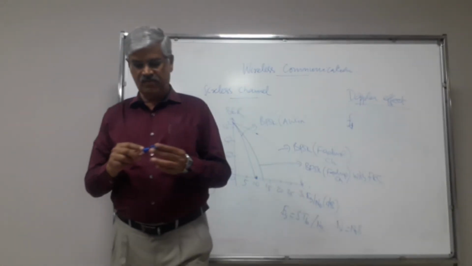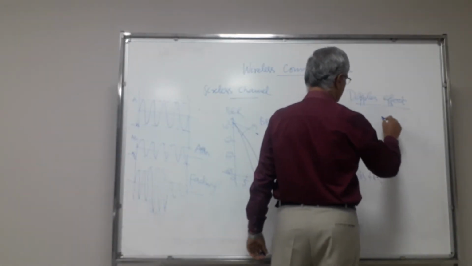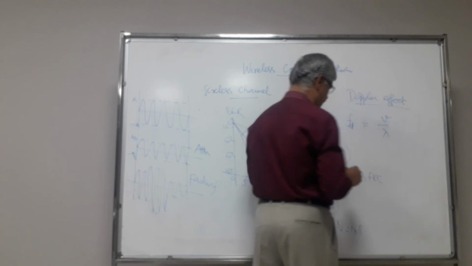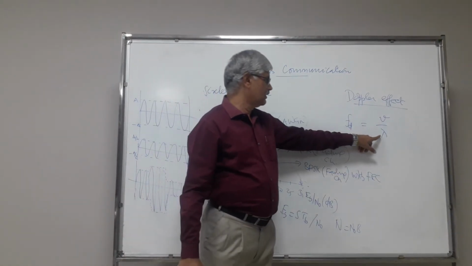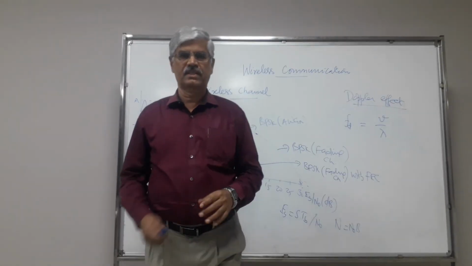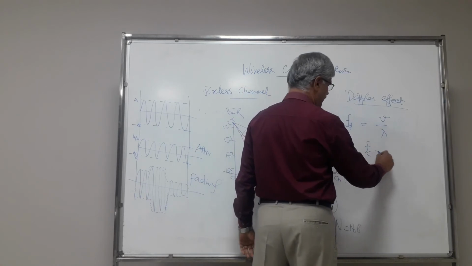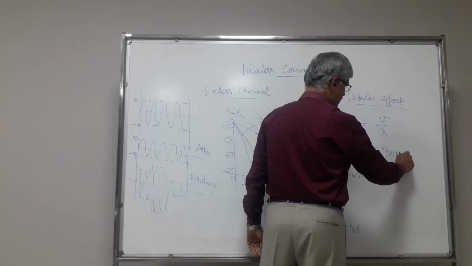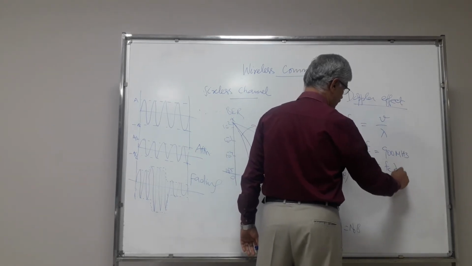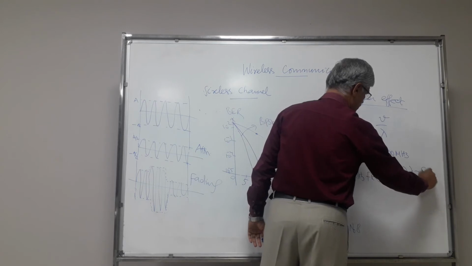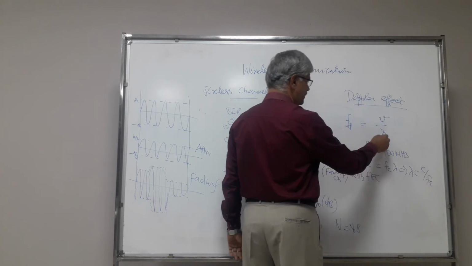Because of the Doppler effect, depending upon the velocity and the frequency that you are using, you are transmitting at a particular frequency, so the corresponding wavelength can be calculated. Suppose my carrier frequency is 900 megahertz. Then C equals FC lambda, which implies lambda equals C by FC. C is the velocity of light, FC you can substitute here.